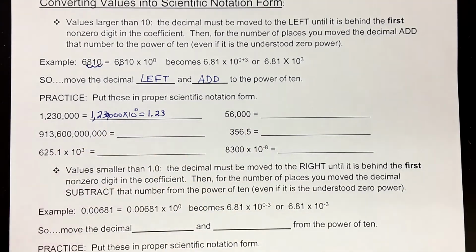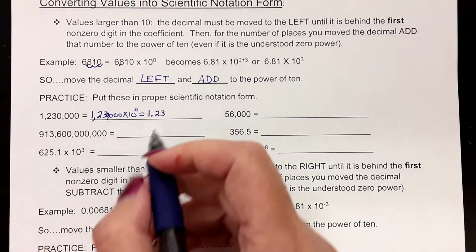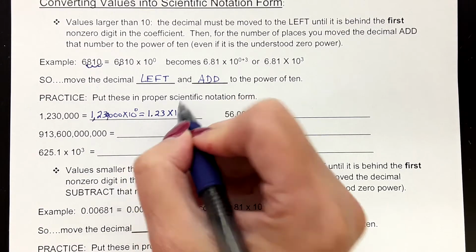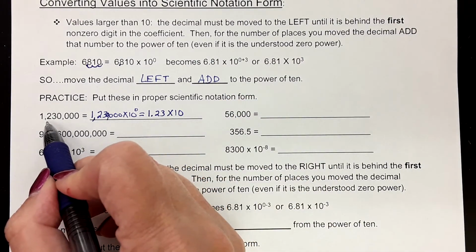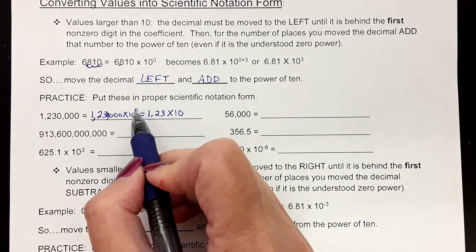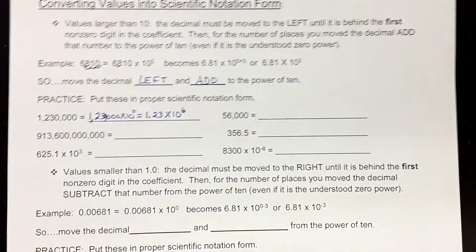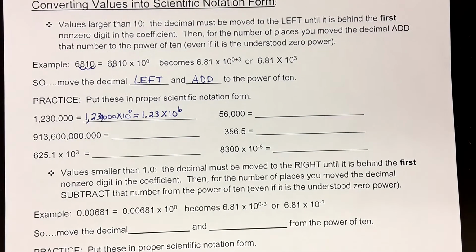Now these zeros are not significant zeros, so they can be dropped. In other words, they're placeholders. They're not measuring. So we get 1.23 times 10. Now we move the decimal 6 places to the left, so we're going to add a 6 to the 0. 0 and 6 is 6. So 1.23 times 10 to the 6.